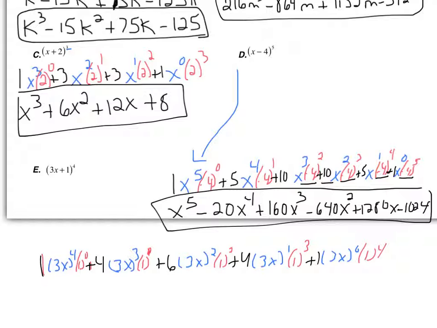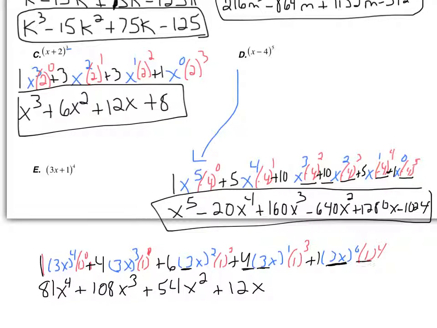And then if we do the multiplication, we have 3 to the 4th, which is 81. So we have 81x to the 4th times 1 to the 0, which is 1. And then we have 3 cubed, so 27 times 4. We have 108x cubed. And then we have 3 squared, which is 9, times 6 is 54. And then we have 3 to the 1st, which is 3 times 4 is 12x. And then we have 3x to the 0, which is 1, times 1 to the 4th, which is 1, times 1 is 1, plus 1.